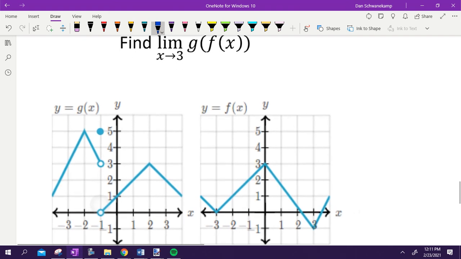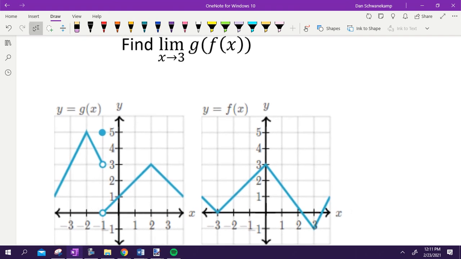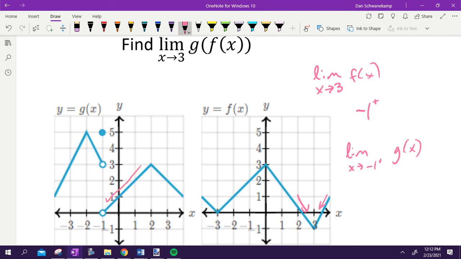Let's do it again. We're finding the limit as x approaches 3 of g of f of x. So we're starting off with the limit as x approaches 3 of f of x. I'm looking at f of x. As I get closer and closer to 3, what number am I getting closer and closer to? And how are you approaching it? From above, so it's negative 1 plus. So then I'm finding the limit as x approaches negative 1, a little plus sign, of g of x. That means I'm only approaching it from the right. And if I'm only approaching it from the right, I'm getting closer and closer to 0.